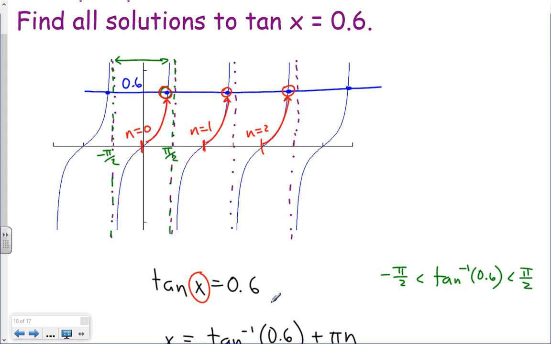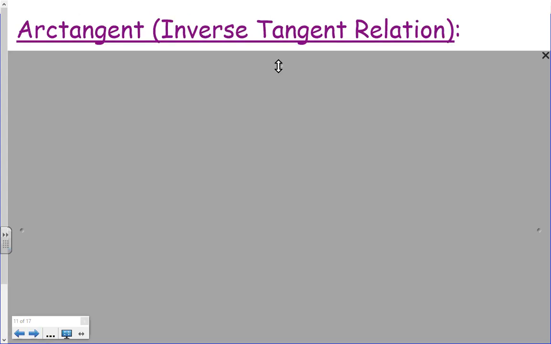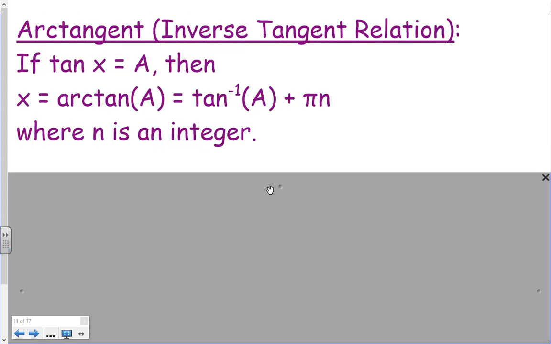That actually leads us to our definition of arc tangent. Here's our definition of arc tangent. This is, again, the inverse tangent relationship. This is not a function. This is going to give me more than one answer when I plug in a given value for a, unlike the inverse trig function, where I only got one output that was somewhere between negative pi over 2 and positive pi over 2.